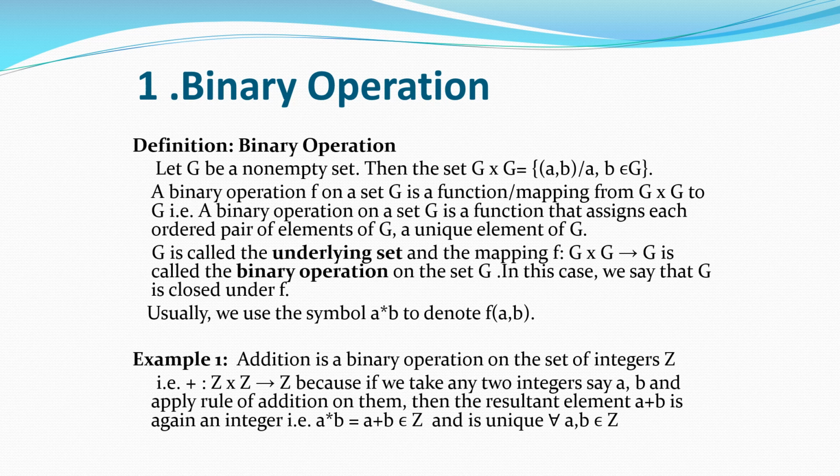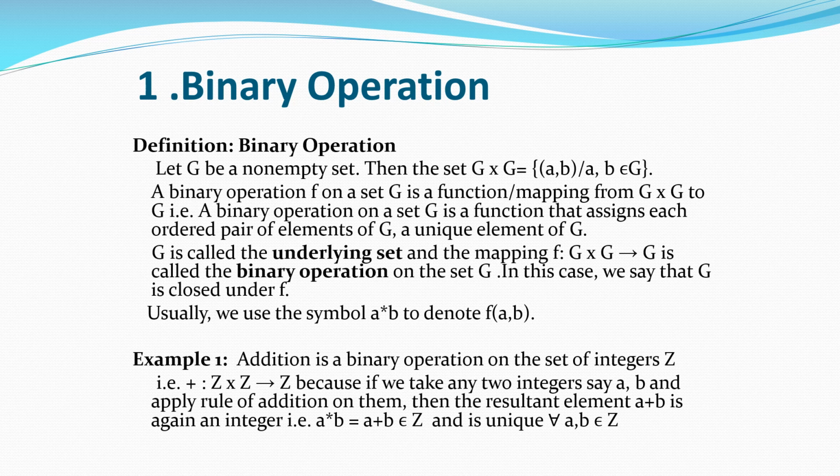Let G be a non-empty set, then the set G cross G is the set of all ordered pairs (A, B), where A and B are members of G. A binary operation f on a set G is a function or mapping from G cross G to G. That is, a binary operation on a set G is a function that assigns each ordered pair of elements of G a unique element of G.